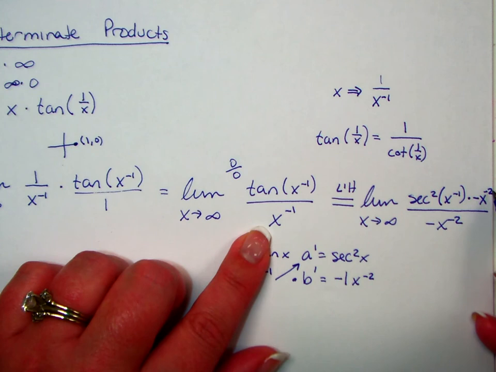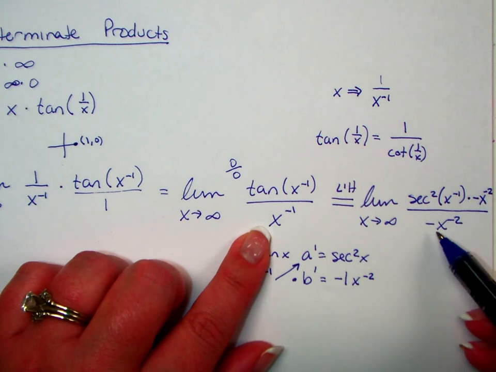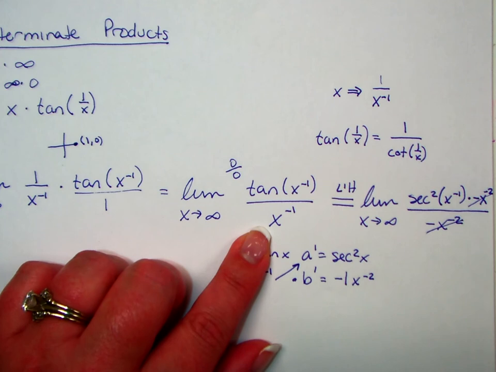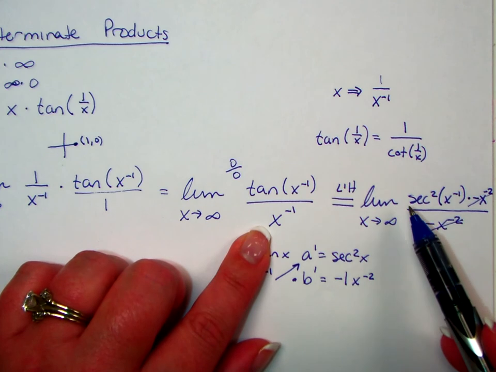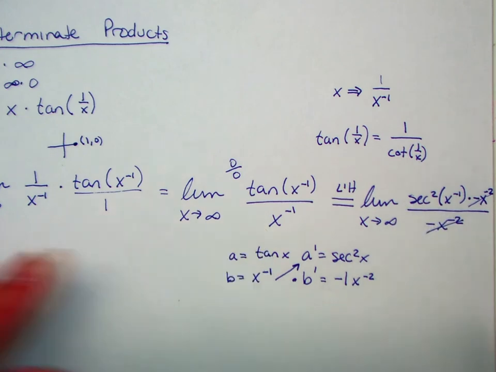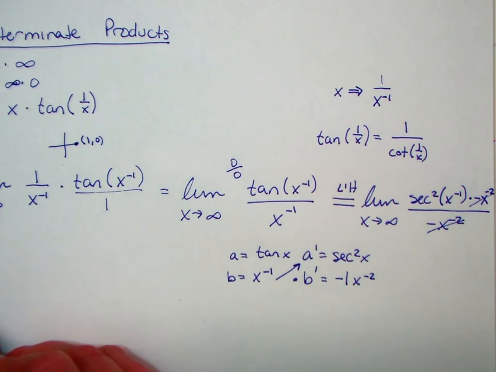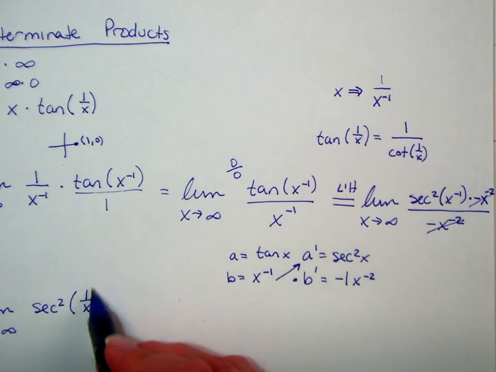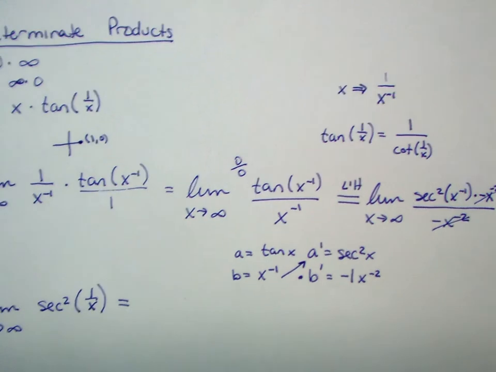So here, these are going to cancel, okay? Negative x to the negative 2 cancels on the top and the bottom. And so I just have the limit as x goes to infinity of secant squared of 1 over x. So let me rewrite that. The limit as x goes to infinity, secant squared of, I'm going to change it back to 1 over x now, because I just need to evaluate that.